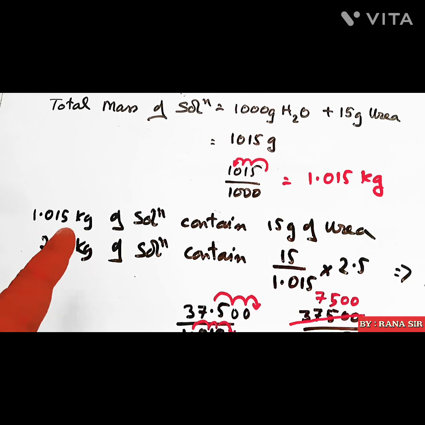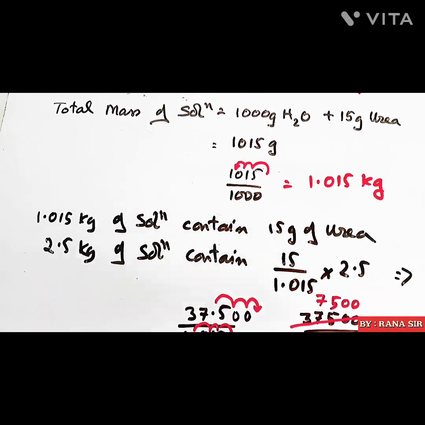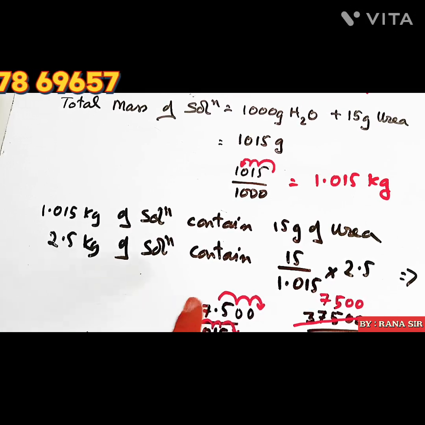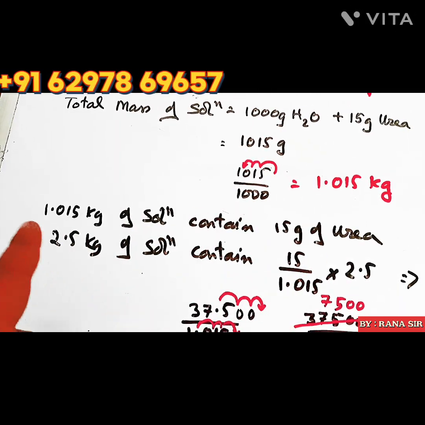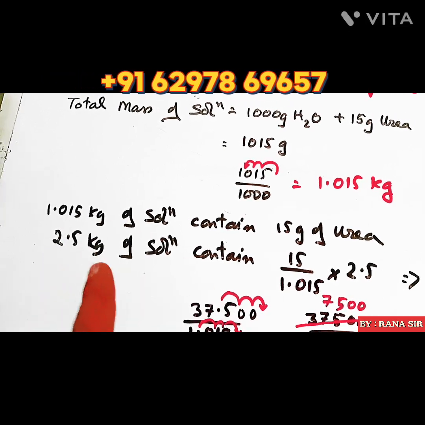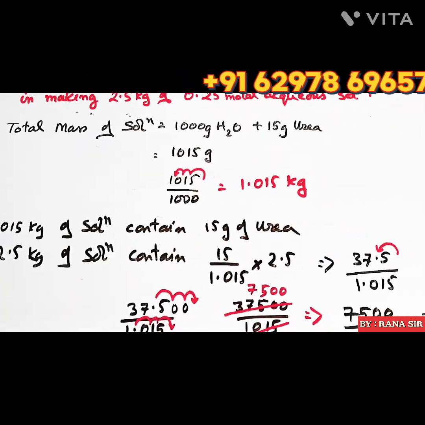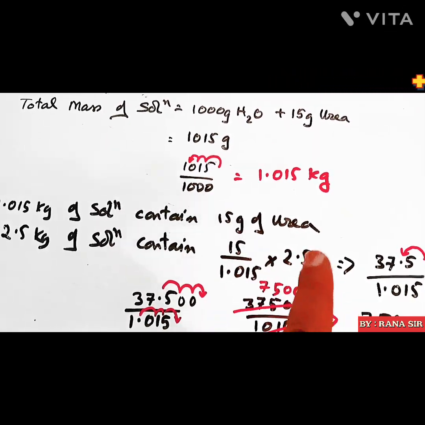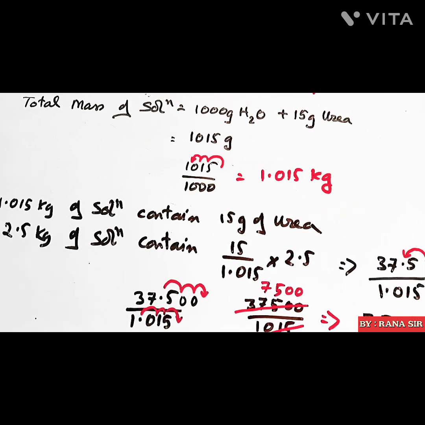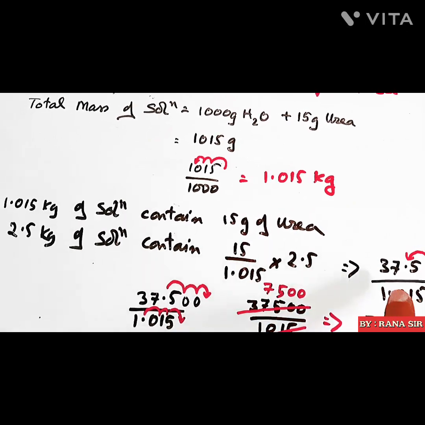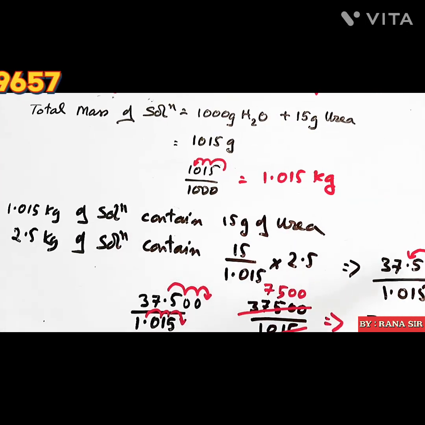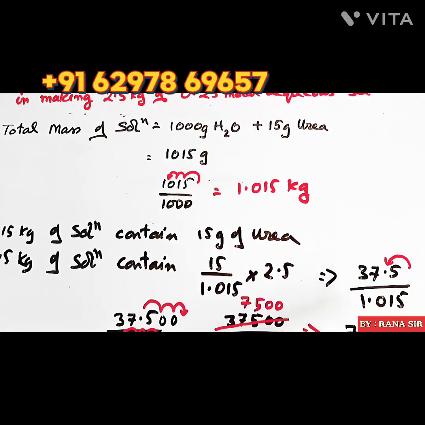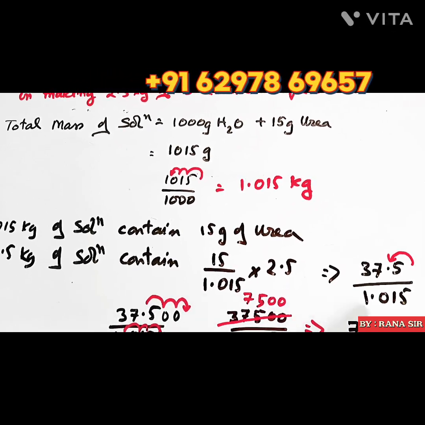1.015 kg of solution will contain 15 gram of urea. Now, as per the question, 2.5 kilogram of solution will contain 15 divided by 1.015 into 2.5. Okay. So we multiply 15 into 25. 15 into 5 is 75, and 15 into 2 is 30 plus 7, 375. And we shift the decimal point from right to left. So 37.5 divided by 1.015.